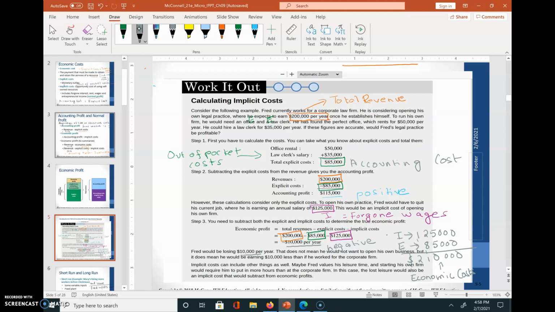Alrighty, so when I'm calculating profit, I would like to look at economic profit and not just leave it at accounting profit. That's all about explicit cost, implicit cost, economic profit, and accounting profit. Hope this makes sense.